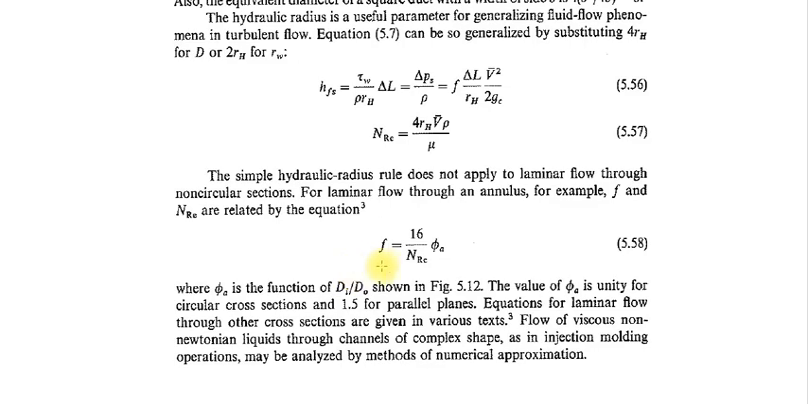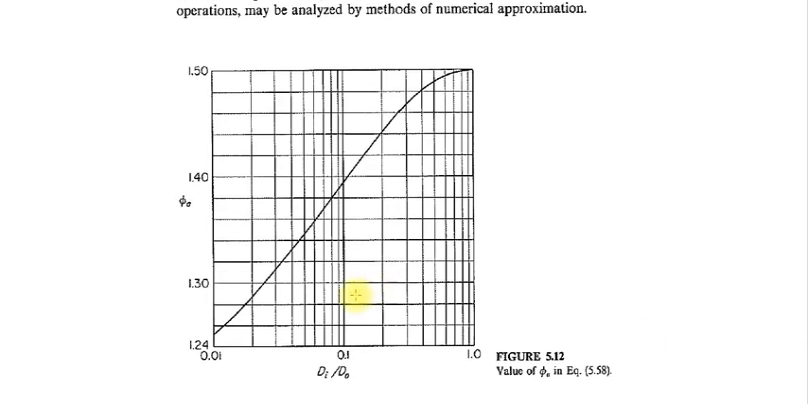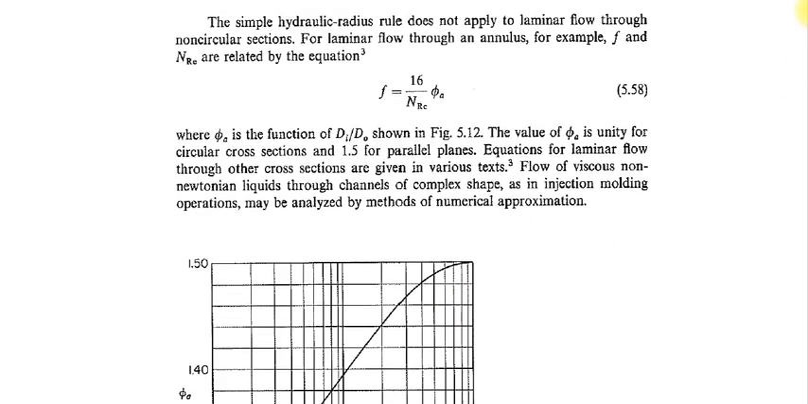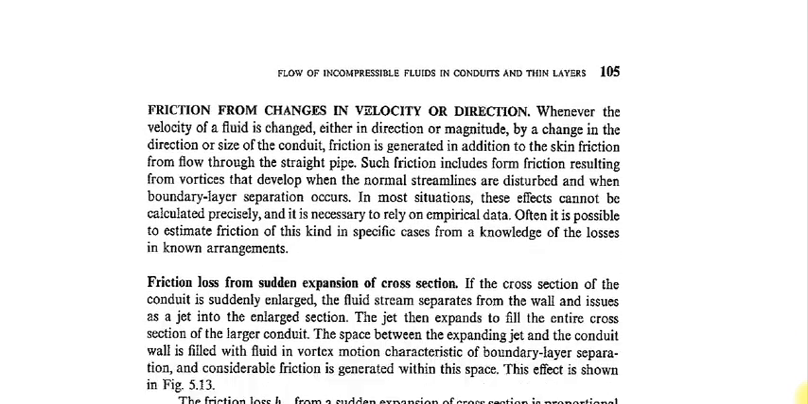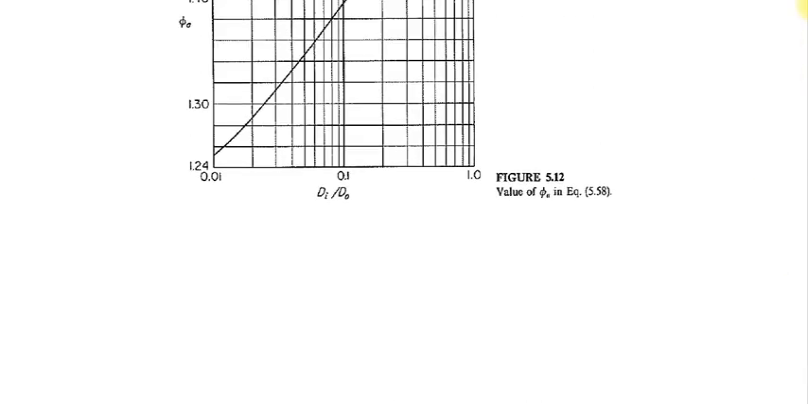Once you know the Reynolds number, for laminar flow the friction factor equals 16 by NRE multiplied by phi A, where phi is a function of di and d0. You can calculate the phi A from this graph, and then substitute the value of phi here and calculate the friction factor for laminar flow. Similarly, you can calculate the friction factor if the flow is turbulent, in the same manner by using the Moody's curve.